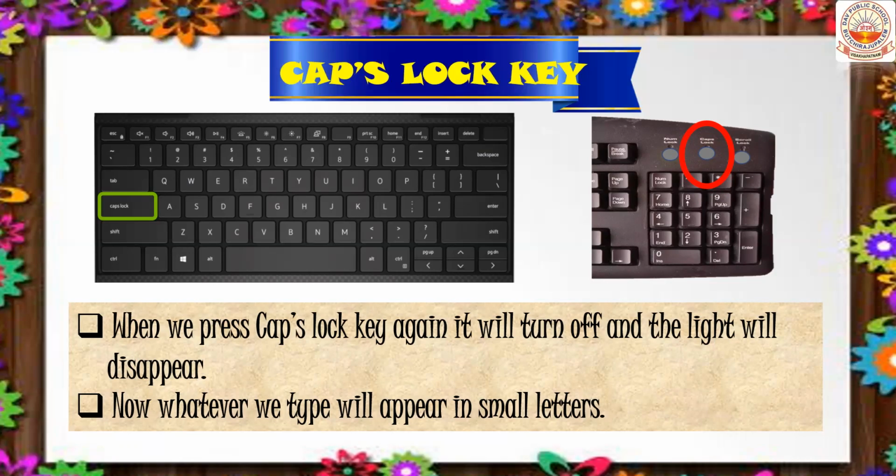Okay, children. So if you switch on the caps lock key, a green light will glow. Then whatever letters are typed, you will get in capital letters. So if you want to switch off, you have to press the caps lock key again. Then you can see the indicator. The green light will disappear. It will not glow. That means whatever letters you type, it will appear in small letters. Okay, children.